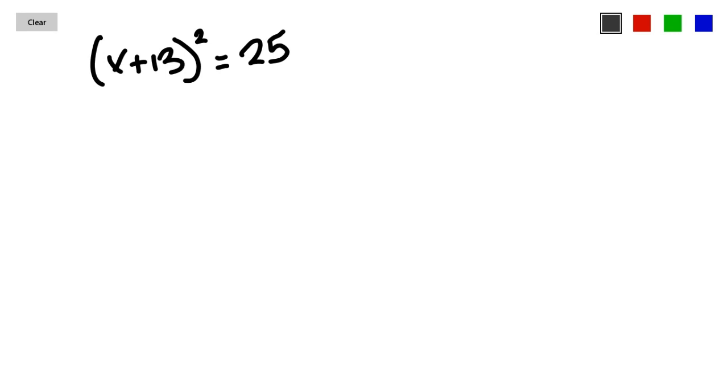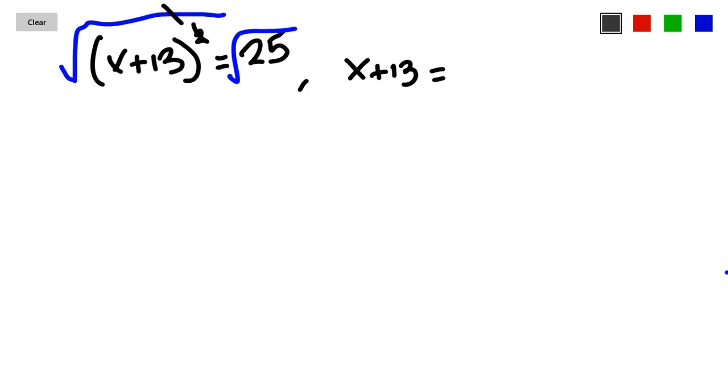If I have it in a form like this, notice I don't have an x term directly. There's no bx term to worry about. So when you don't have a bx term, you can do the method of extracting square roots once again. Notice I have this entire thing squared, so what I can do is take the square root of both sides still. And when I do that, the square root and the second degree exponent cancel. So I'll have x plus 13 is equal to plus or minus, remember that plus or minus, 5.